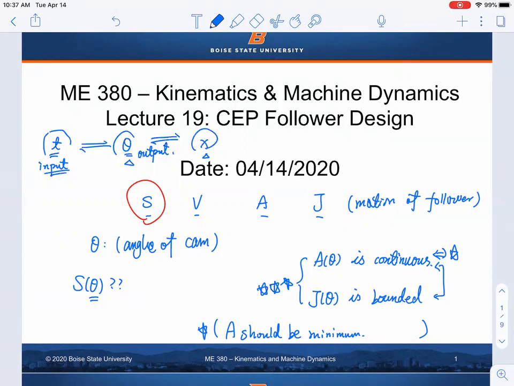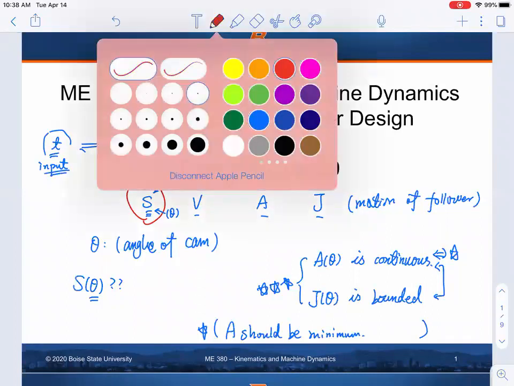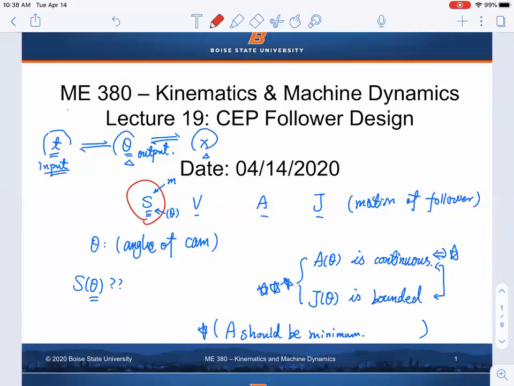All right. So the good news is for CEP, because S is a displacement. Remember that the unit for displacement is like meters, and your S is a function of theta. So in your S function, you only have displacement and theta, and there is nothing about time in the discussion. That's why I'm saying that CEP is simple, because in CEP you don't have to worry about time at all. You can directly transfer information between theta and x.